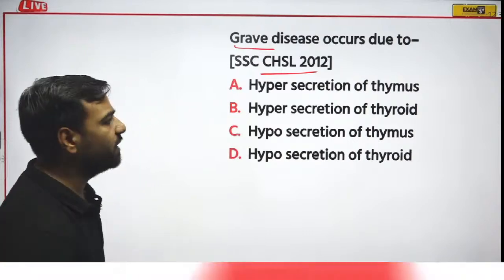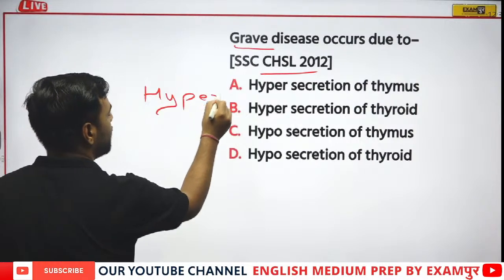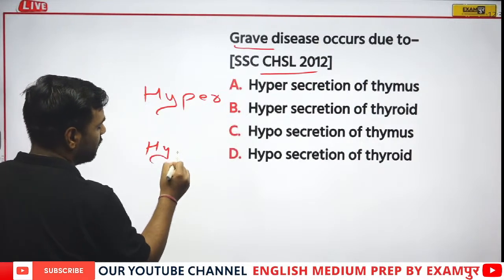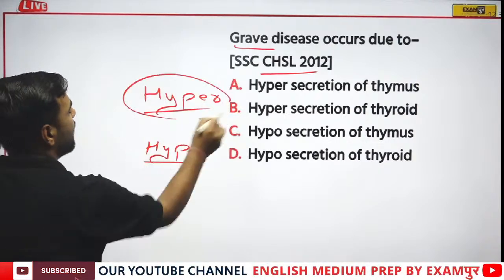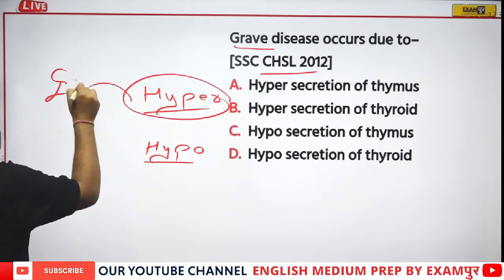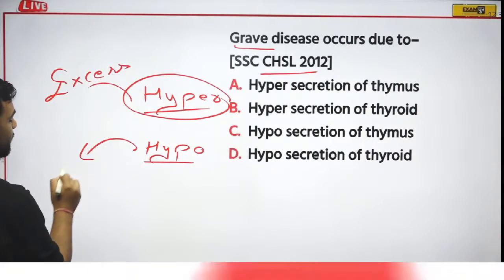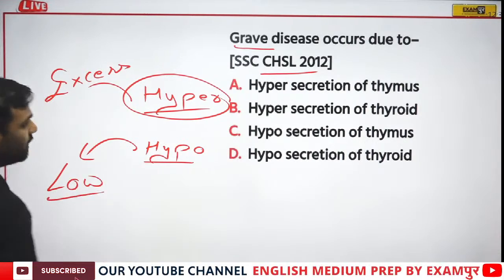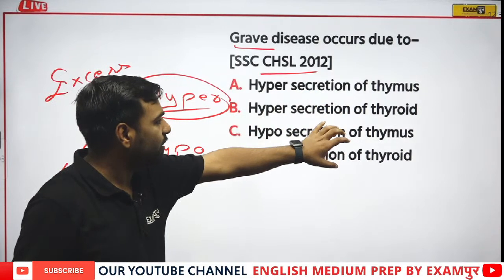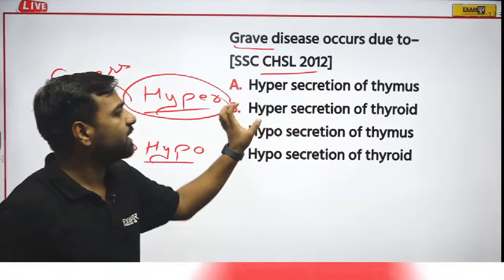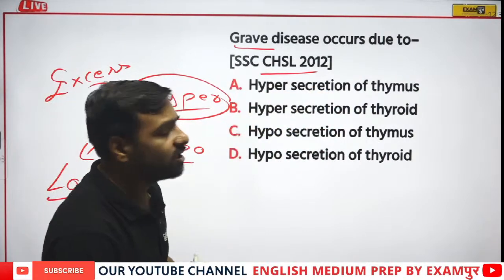So there are two different things. One is hyper and one is hypo. Now what's the difference between these two? Hyper means excess, that is extra. Hypo means low. So we are talking about the extra secretion of thymus or extra secretion of thyroid. In a similar way, low secretion of thymus and low secretion of thyroid.